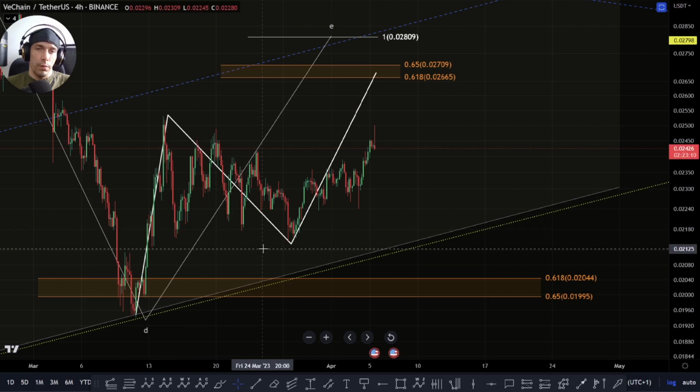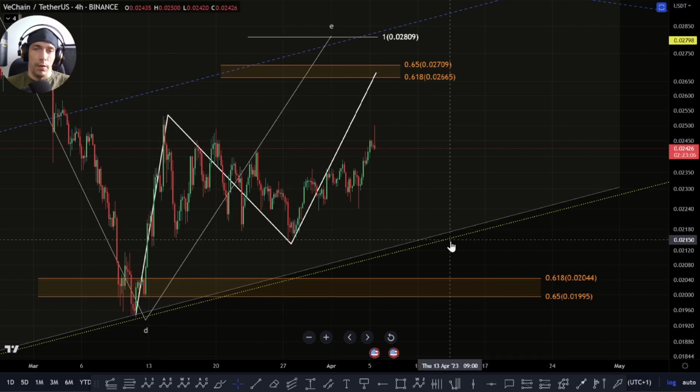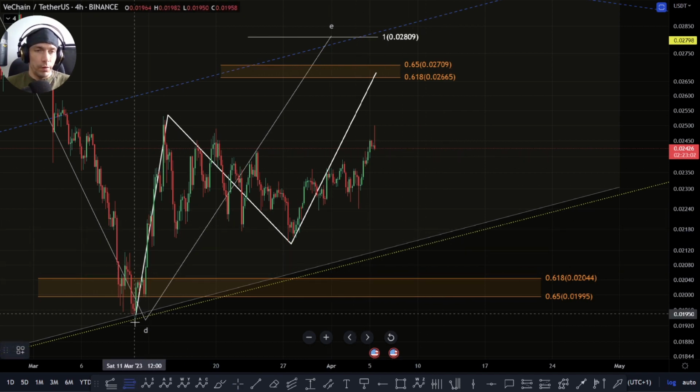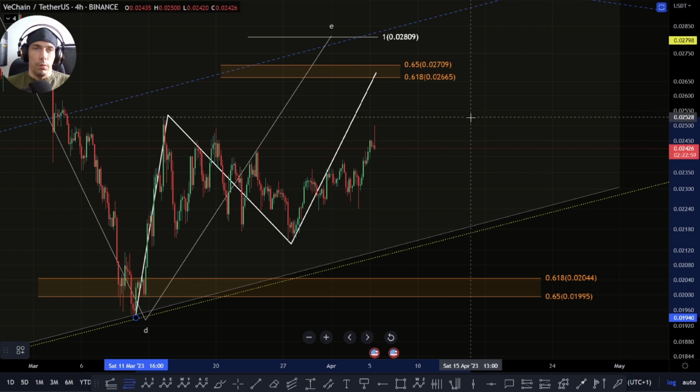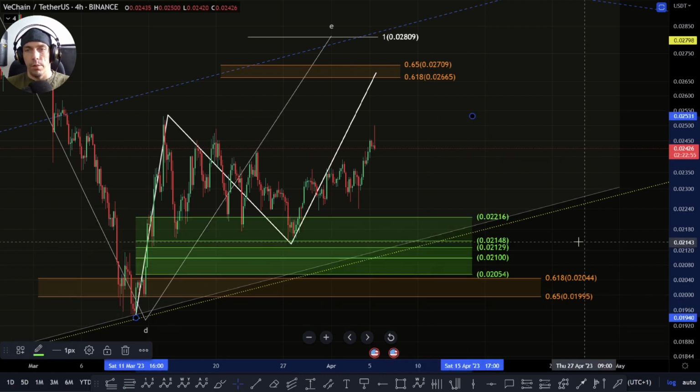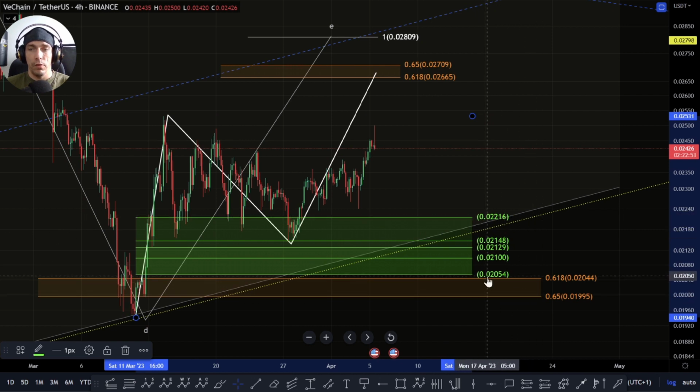So what we need to be careful of here is, this could still be part of a bigger corrective structure where this is A, B, and then we're going to see one more move back down, potentially into this trend line here. If we did see something like that, the potential support zone coming in here would be somewhere around this zone of 2216 to 2054. Losing this 2054 would make it less likely that we're going to see continuation here.